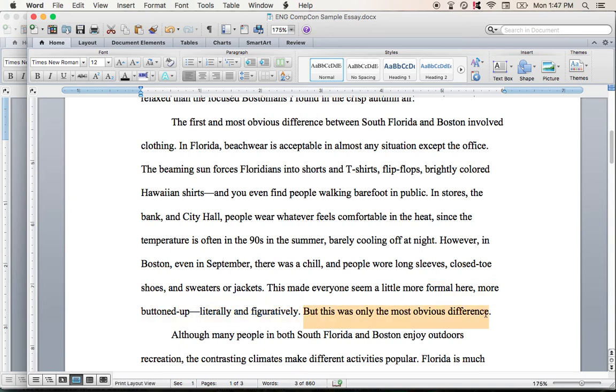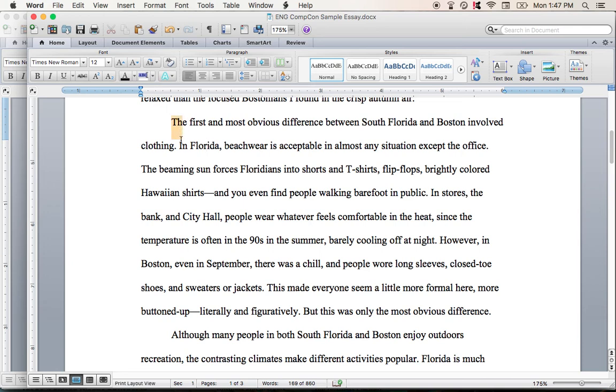But this was only the most obvious difference. This doesn't really provide much new information. It's just a little bit of a transition sentence before we go to the next paragraph. So this was just the first difference that I found between South Florida and Boston, how people live. So let's talk now about how it's structured.